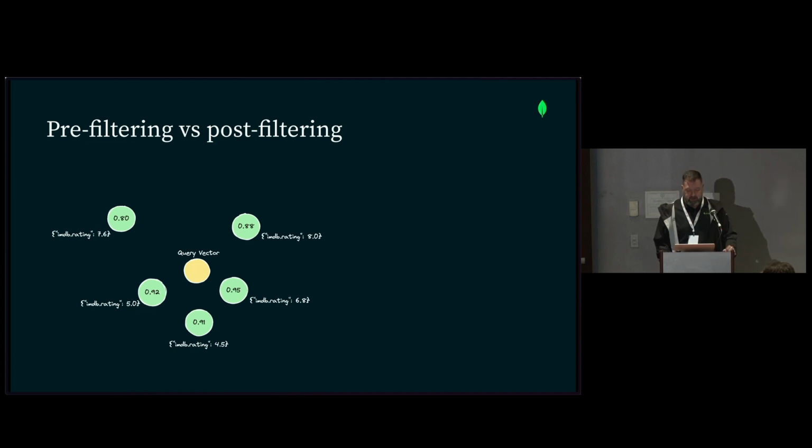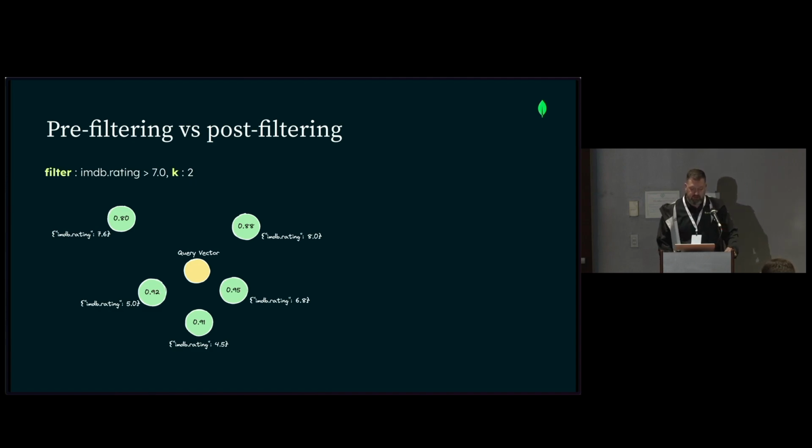And so we have an example here. The yellow dot is our search query, and the green dots are some chunks with vector similarities. Let's say that the user has indicated that they only want movies. This is a fictional movie database, right? They only want movies with an IMDb rating greater than 7. So that is our filter.